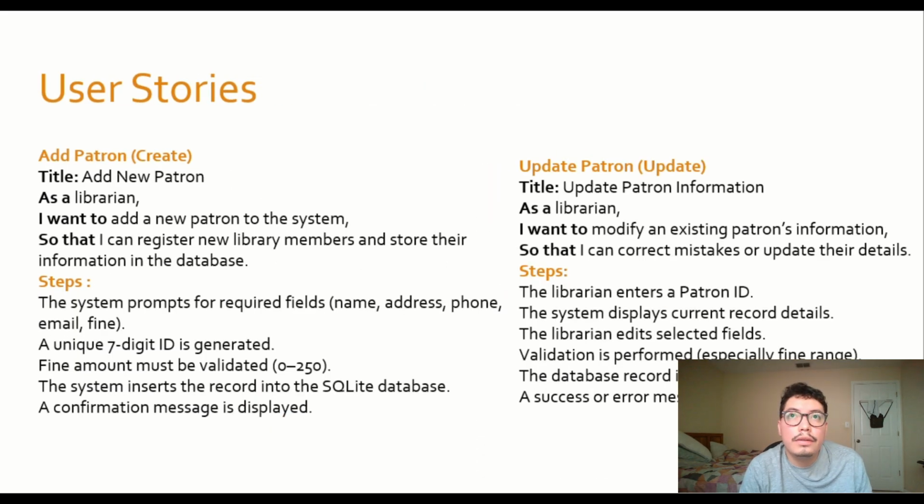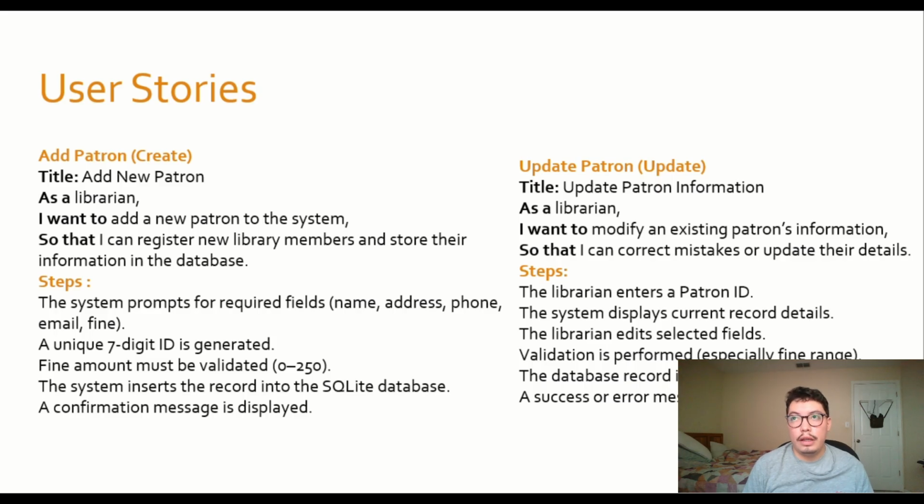Right now we're gonna start doing the user stories. That is basically a story that each user is facing in each part of our system. In this case, we're gonna have a patron create. The librarian should be facing a form displayed with the name, address, phone, email, and the fine. The fine should be validated between 0 and 250. After that, we store that information in the SQL database, and a success message should be displayed, so the user will know that everything is correct.